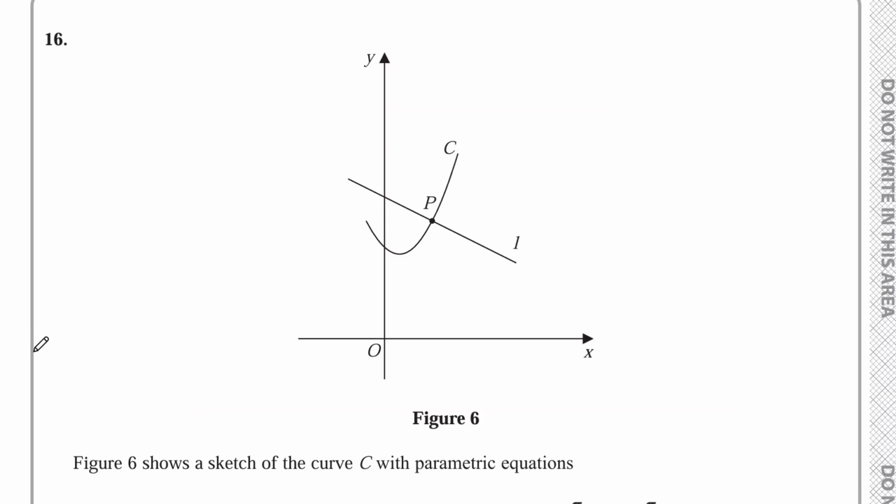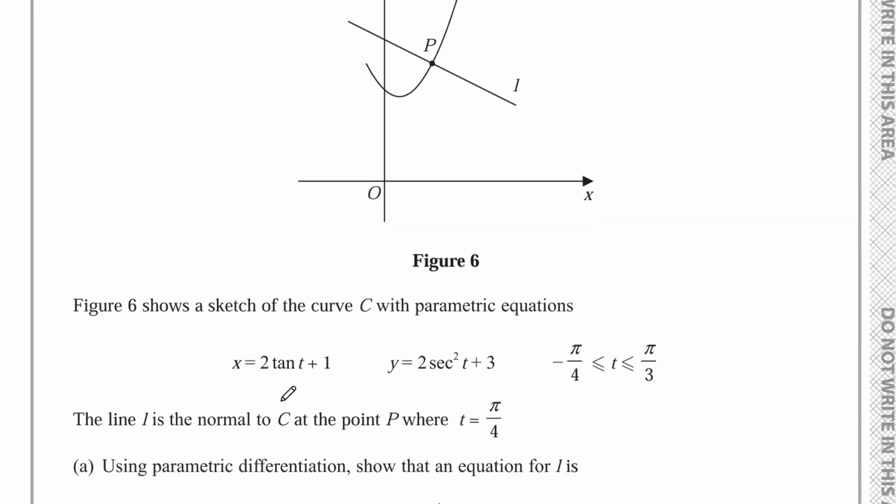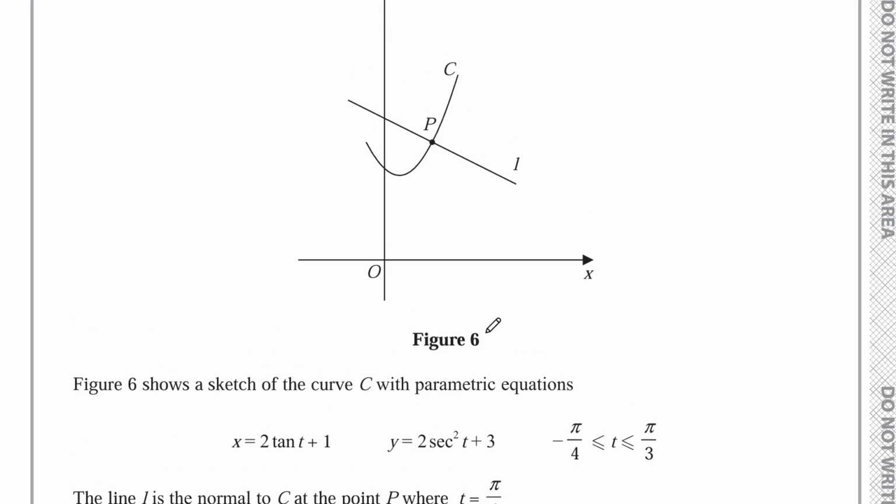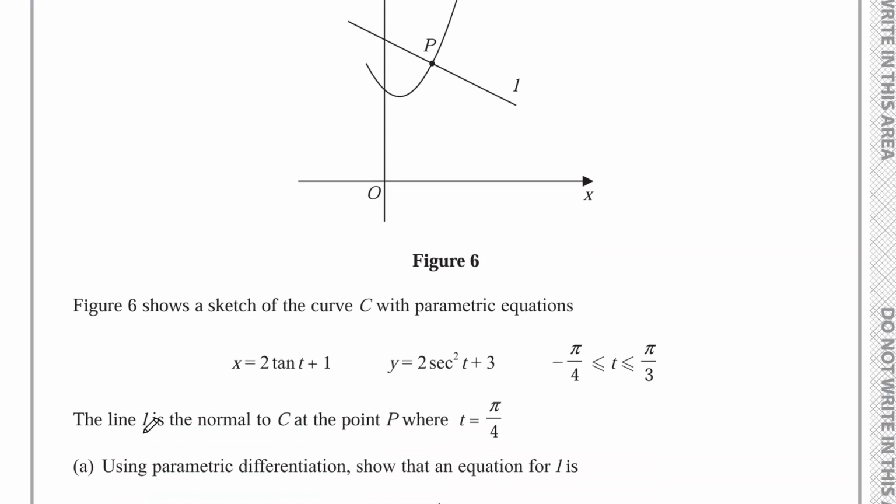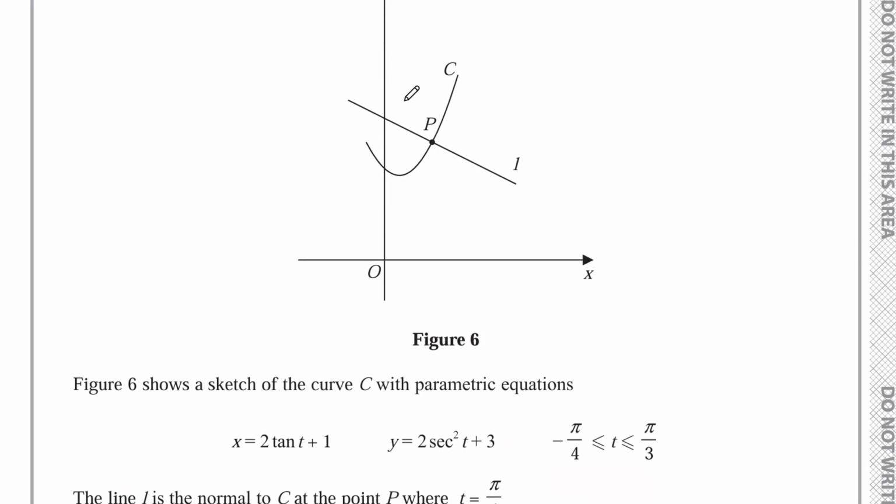Okay, so for this question, we're given this figure here, and we're told this is a sketch of the curve C with parametric equations x is equal to 2 tan t plus 1 and y is equal to 2 sec squared t plus 3. And we're given this domain for t, where it has to be between minus pi over 4 and pi over 3. So this is the curve C, and we're told the line L is the normal to C at the point P where t is equal to pi over 4.